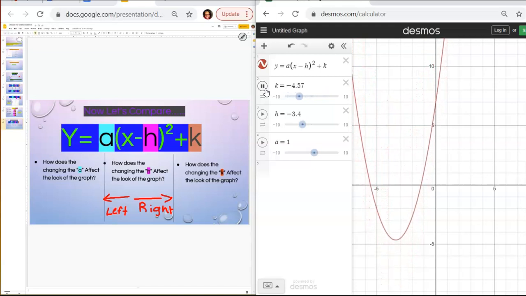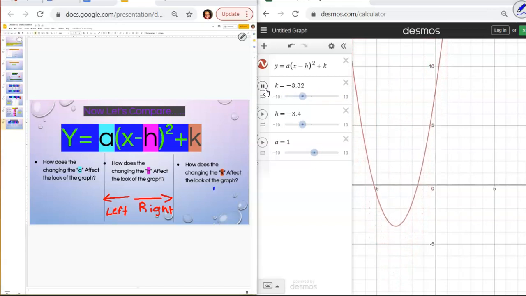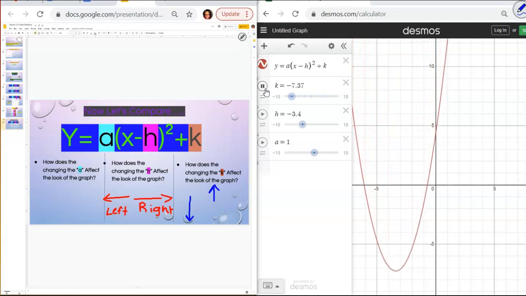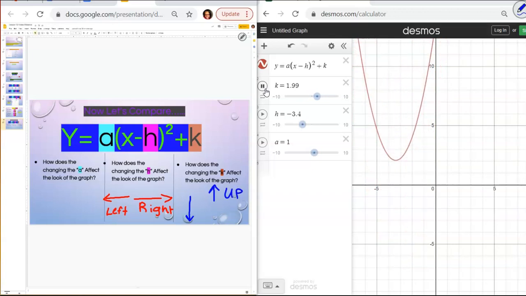All right, so I'm going to stop that here. And actually, I'll keep that playing while we're doing this. So when our K value changes, it's going to cause the graph to go up, or it's going to cause the graph to go down. All right, so as my K values get larger, the graph is going to shift up as we've experienced. And as my K values get smaller, it's going to cause the graph to shift down.